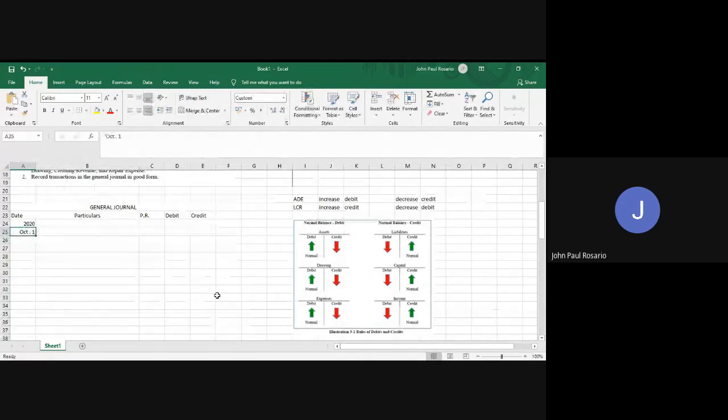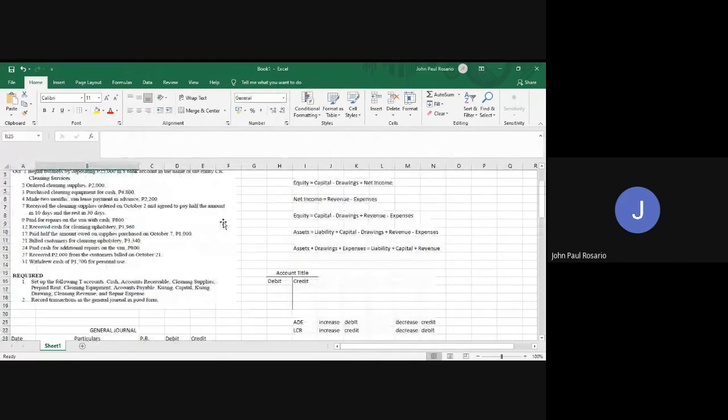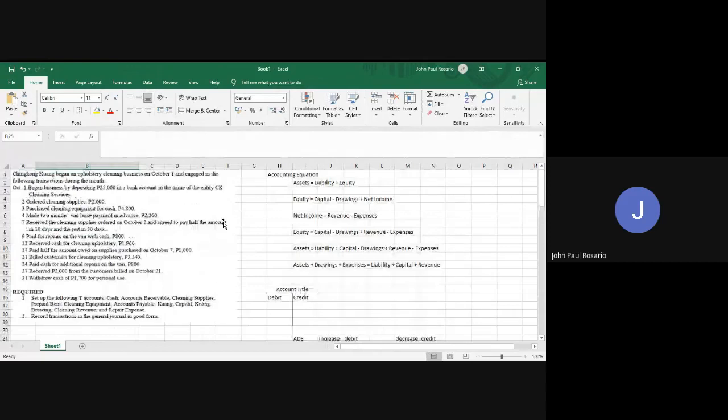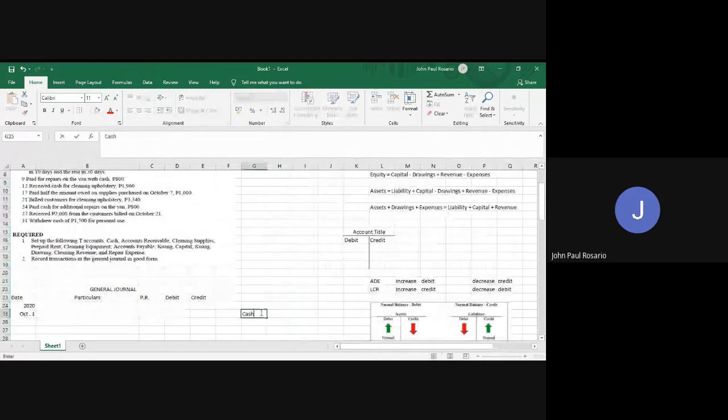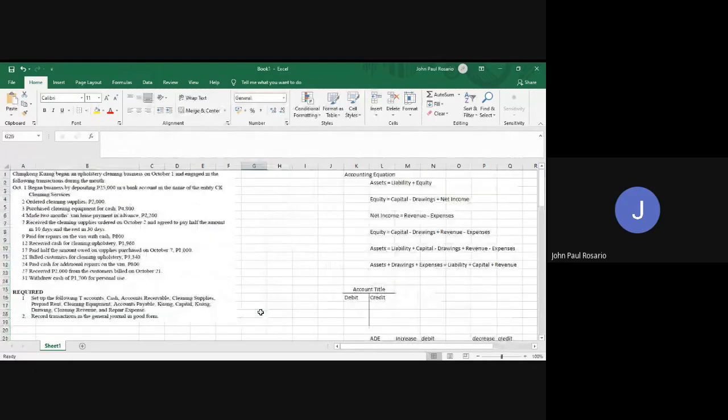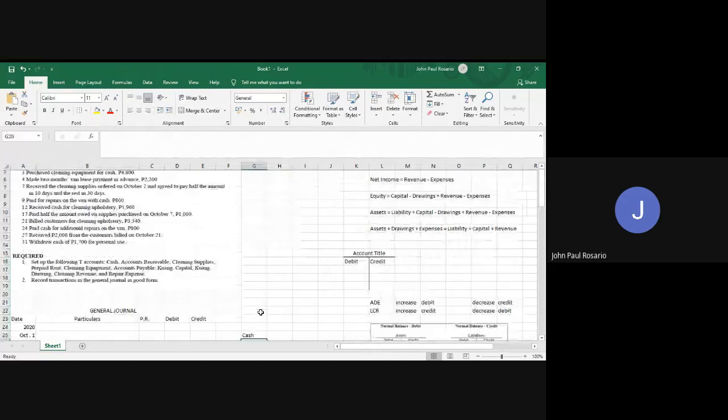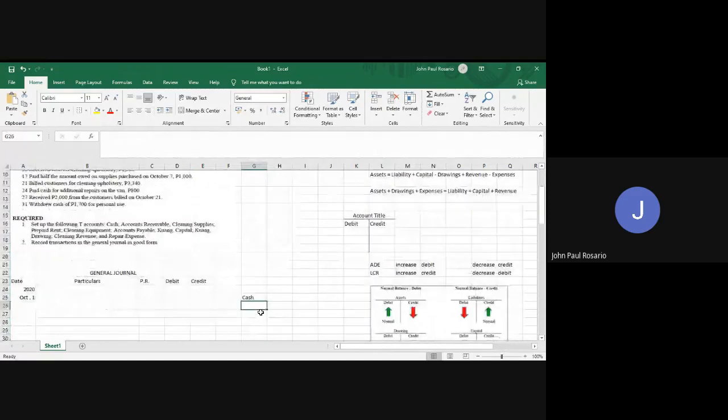Okay, particular. So, money. Began business by depositing 25,000 in a bank account in the name of the entity. So, meaning, he invested. He deposited money in the bank. So which accounts are affected? Cash is affected, because cash increased, since the owner gave cash to the business through a bank deposit. And since the owner invested, the owner's capital is also affected.